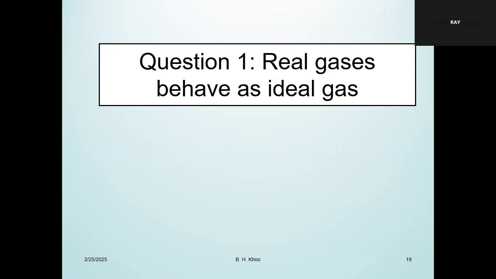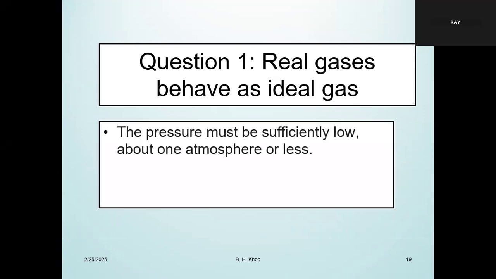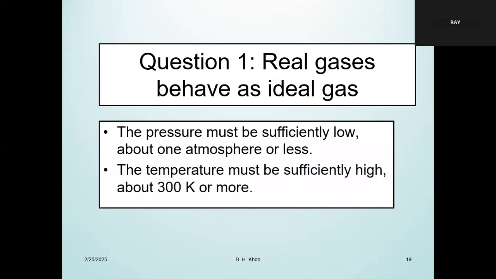Question: when does a real gas behave as an ideal gas? Pressure must be sufficiently low, about 1 atmosphere or less. Temperature must be sufficiently high, about 300 Kelvin. You don't want it to be near a melting point, you know.